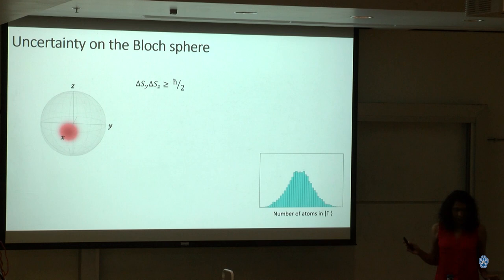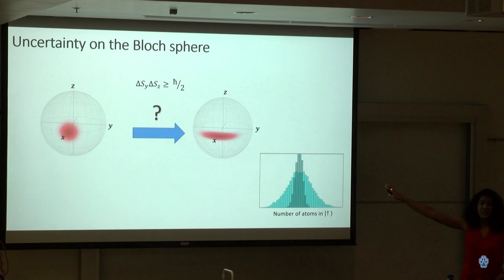So let's say we could generate a state that looks like this instead. What if we squeezed our uncertainty distribution? If you multiply the uncertainty in y here by the uncertainty in z, you're not violating the Heisenberg uncertainty relation. But you've given up some certainty in y to gain it in z, and z is all we care about. So effectively, by doing this, we've made this distribution narrower because z is what we're measuring.